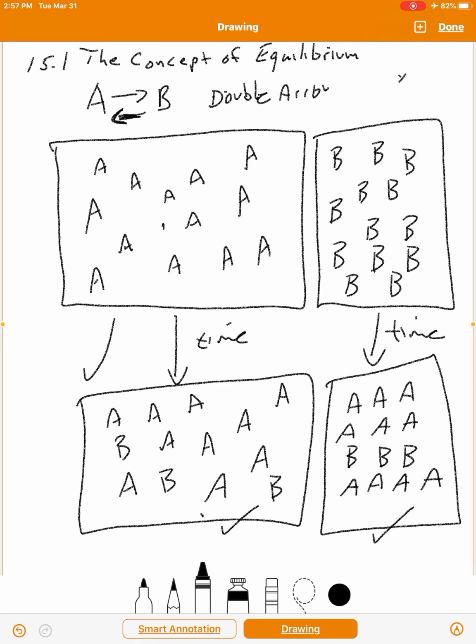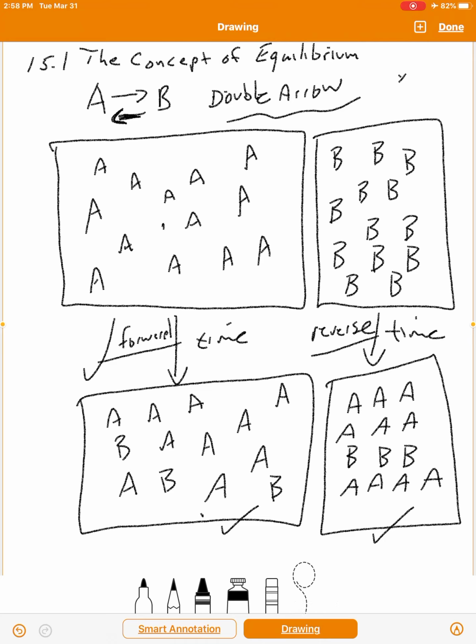And the double arrow is meant to tell us that the forward reaction can occur and the reverse reaction can occur. They can both occur. This is a reversible reaction. Okay? So now let's take it another step.